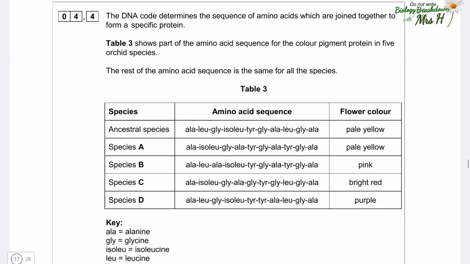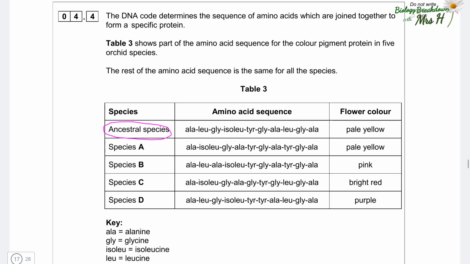The DNA code determines the sequence of amino acids which are joined together to form a specific protein. Table 3 shows part of the amino acid sequence for the colour pigment protein in 5 orchid species. The rest of the amino acid sequence is the same for all the species. So we've got our table here, species A to D, ancestral, flower colour, amino acid sequence, so we've got a key as well. Suggest which orchid species is most closely related to the ancestral species. Give a reason for your answer.